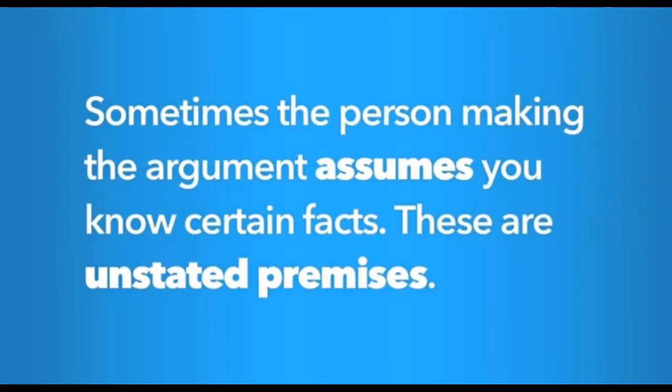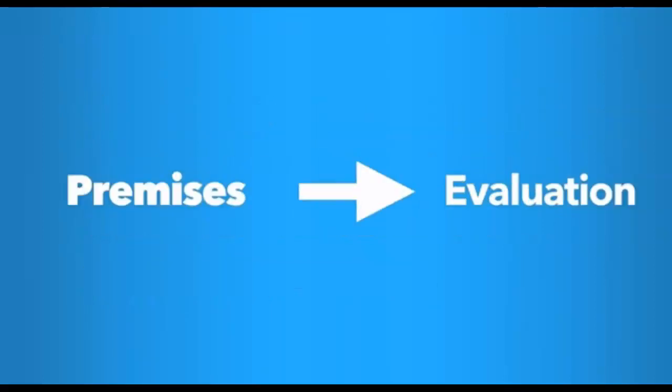In addition, there are sometimes unstated or implied premises. The person making the argument may leave out a fact or reason, assuming that you already know that fact or that it'll be taken for granted. You'll learn more about these unstated premises later. Once you've identified the premises, you will then need to evaluate their truth or strength. We'll talk more about how to do this in later modules.